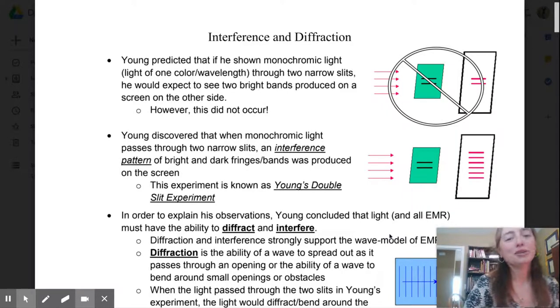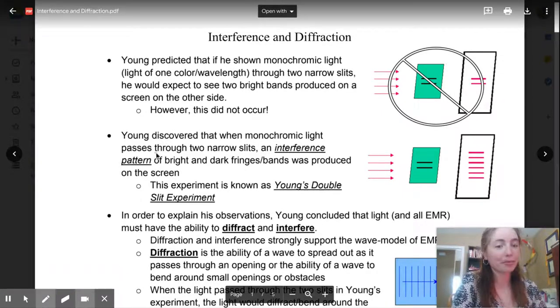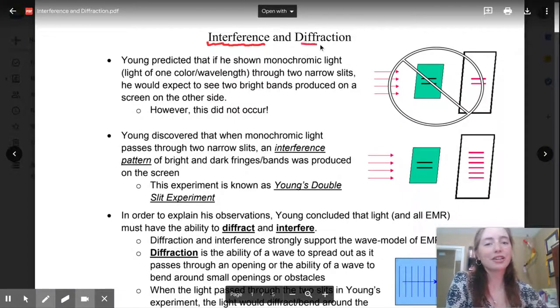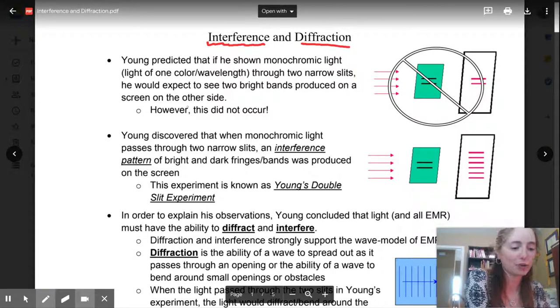Okay, so we're also going to be drawing on some of our knowledge from last year with waves. And I'm pretty sure, hopefully, you remember what interference is. And diffraction is another property of light. It's the bending of light as it moves around a corner. So we are going to be focusing on Young's double-slit experiment and diffraction gratings, which work very, very similarly.